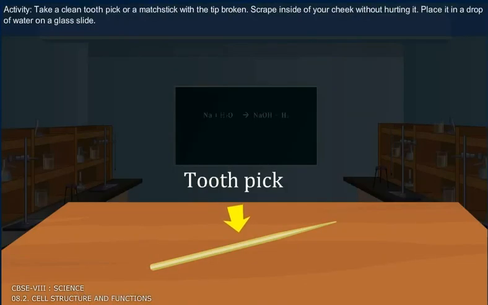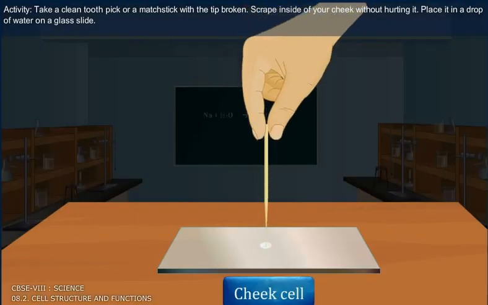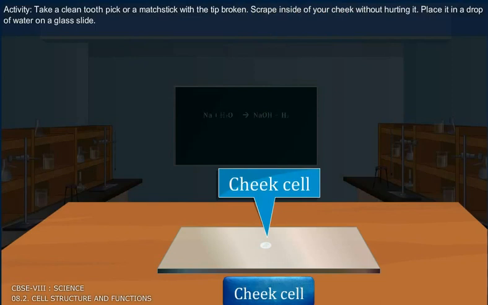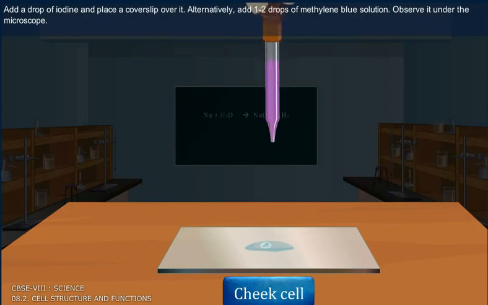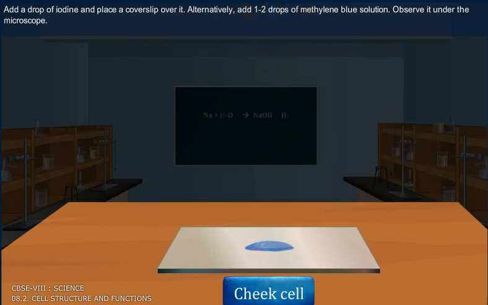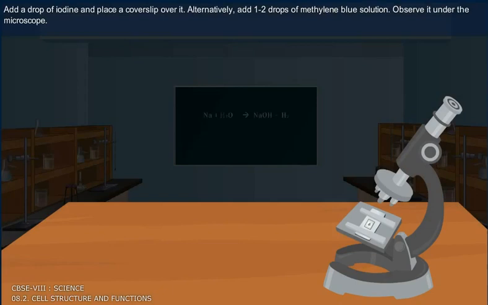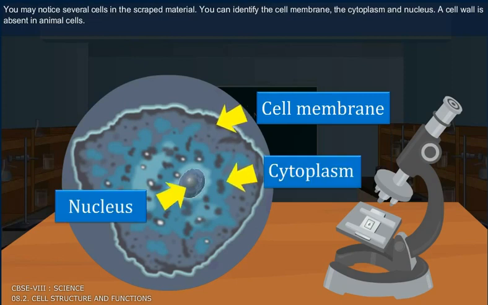Activity. Take a clean toothpick or a matchstick with the tip broken. Scrape inside of your cheek without hurting it. Place it in a drop of water on a glass slide. Add a drop of iodine and place a cover slip over it. Alternatively, add 1 to 2 drops of methylene blue solution. Observe it under the microscope. You may notice several cells in the scraped material. You can identify the cell membrane, the cytoplasm, and the nucleus. A cell wall is absent in animal cells.